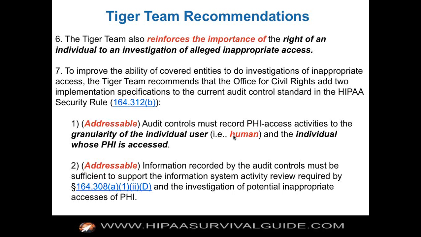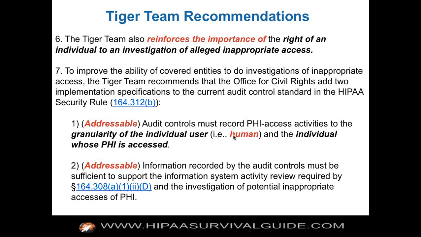And then they have two addressable implementations, two modifications to the security rule. Technical safeguards. These are their recommendations that you add two addressable implementation specifications. Audit controls must record PHI access activities to the granularity of the user and the individual whose PHI is being accessed. This is trying to get at, hey, make it a requirement, or an addressable requirement at the minimum, to capture the information at the granularity that we need so that we can report it.